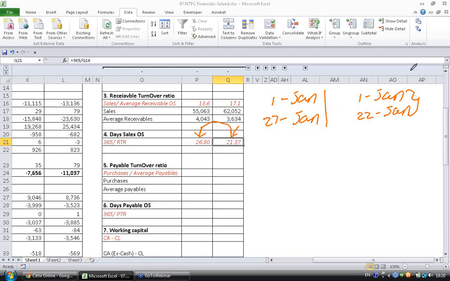In the later year it is more efficient. This is how you have to calculate and interpret days sales outstanding.